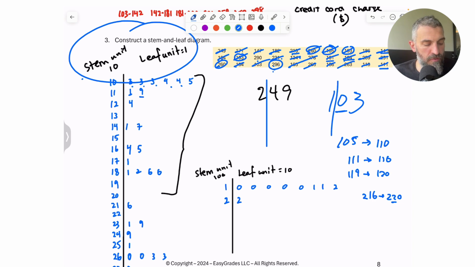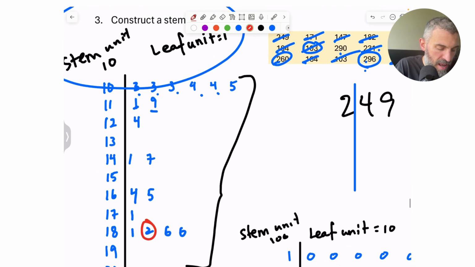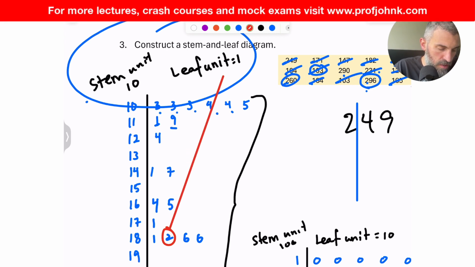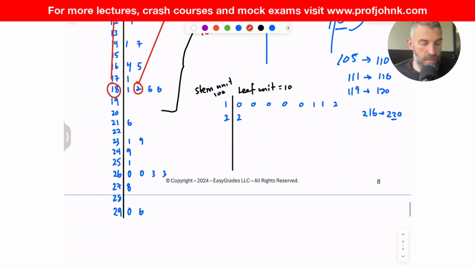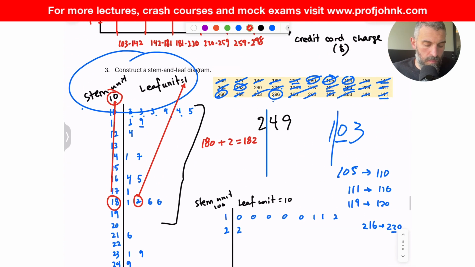And the most important thing for me is that you know how to read this, right? So if I were to just pull a number at random like that, you know, okay, this is a 2 because the leaf unit is 1, and this is a 180 because the stem unit is 10, and so this together, if I take 180 plus 2, that number is 182. Okay? Perfect. So that's it for this lesson.